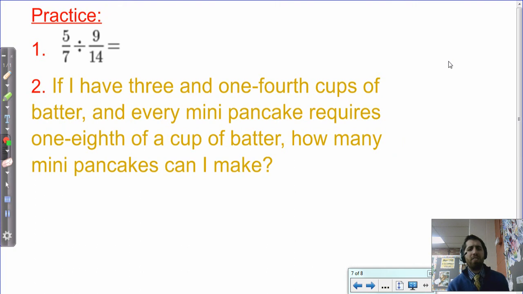And the second one says if I have 3 1/4 cups of batter and every mini pancake requires 1/8 of a cup of batter, how many mini pancakes can I make? You don't know this, but I'm a great chef on the weekends.